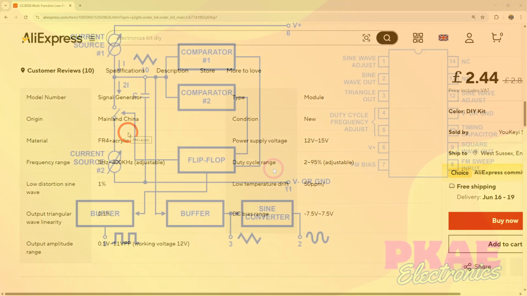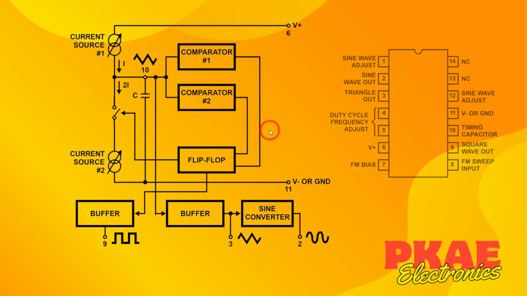Yeah, it looks good. And here's the block diagram of the 8038 IC, which I've extracted from the datasheet. Now, I always like to look at these because it gives you a really good idea of how the chip functions internally. And by understanding that, you then start to realize how the components that you connect to these external pins interact with the internal workings.